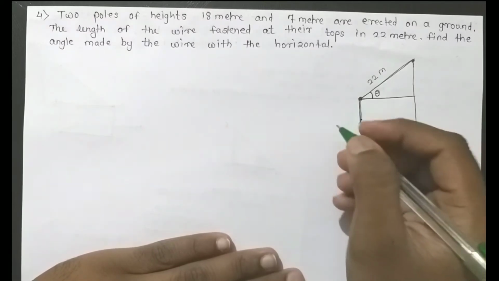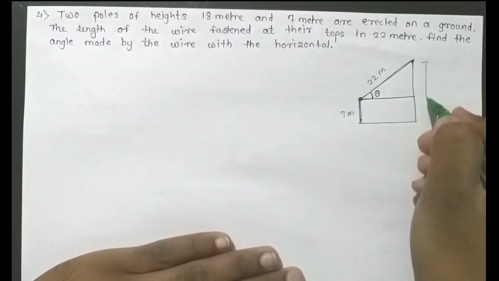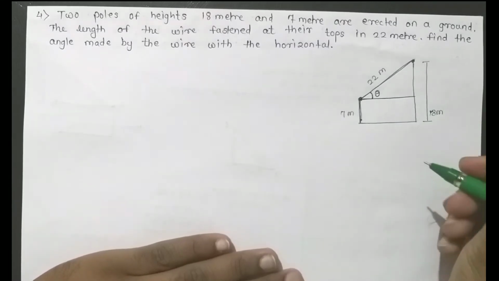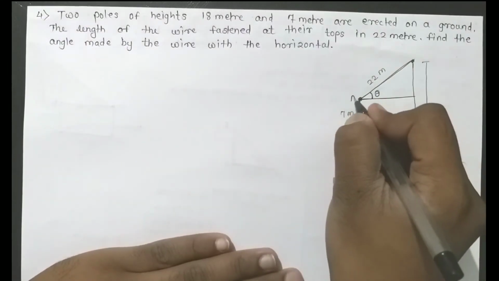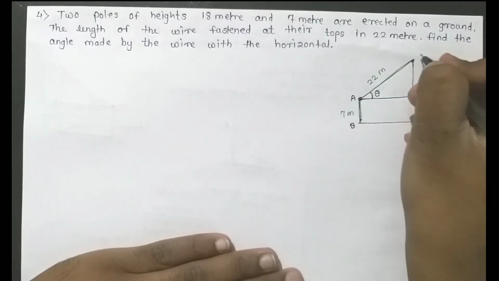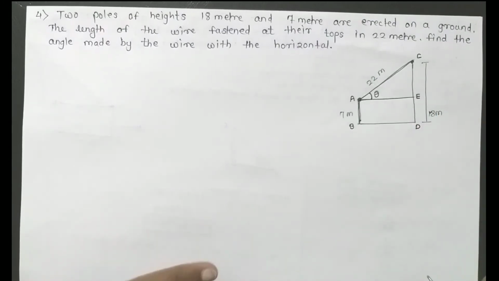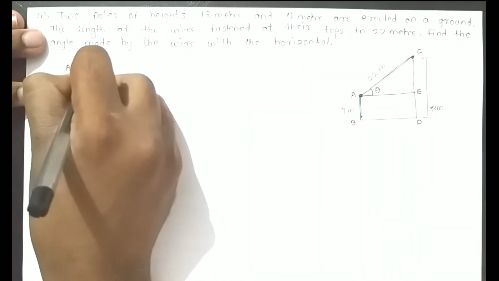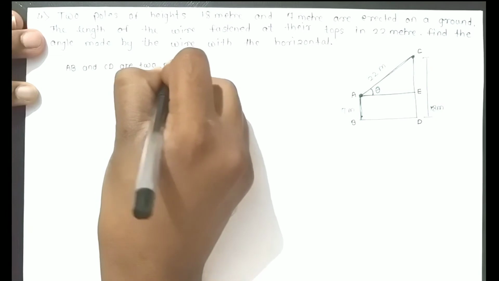So let's start. Length of shorter pole 7 meter and length of taller pole is 18 meter. Same figure as in the last example, A, B, C, D and E at the parallel point. So write the information, that is AB and CD are two poles.